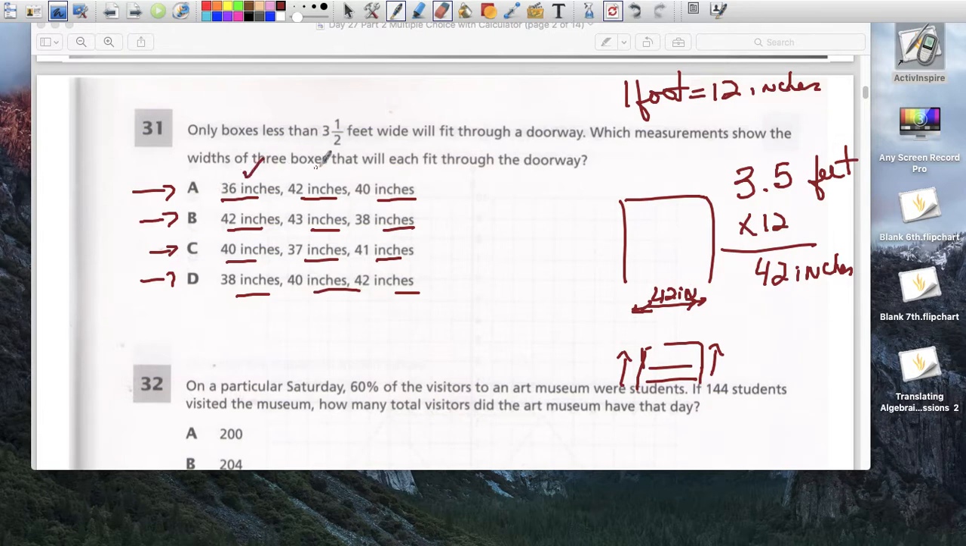Well, this will go through. 42 will not, because it's not less, and this will go through. So A is gone. This one has a 42, no. 43, no. Definitely don't even worry about the other one. 40 inches will go through. 37 will go through. 41 inches will go through.